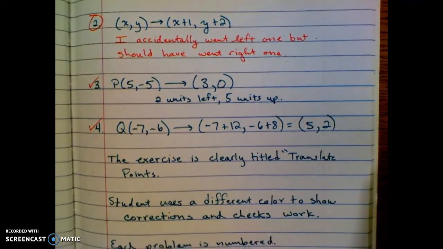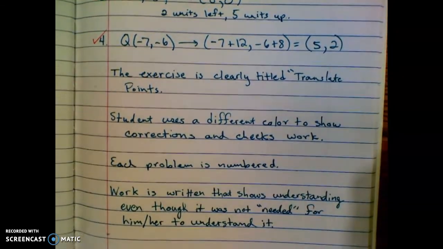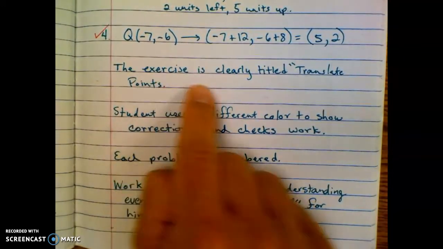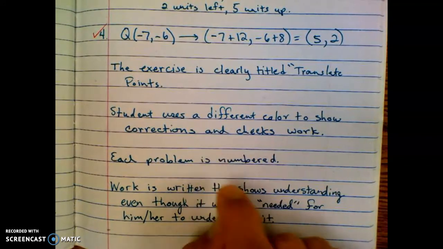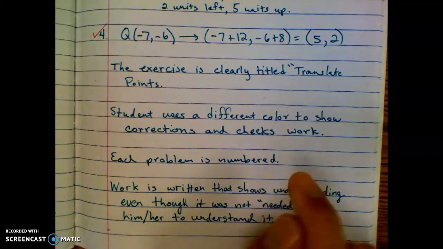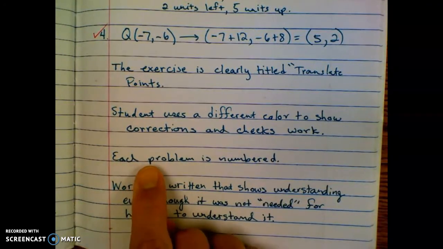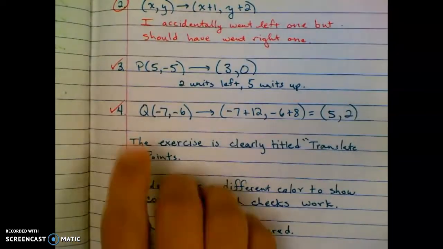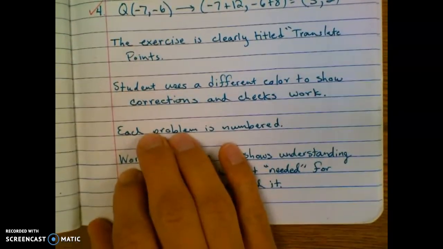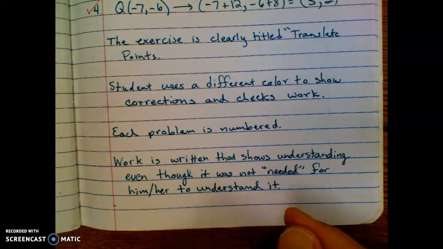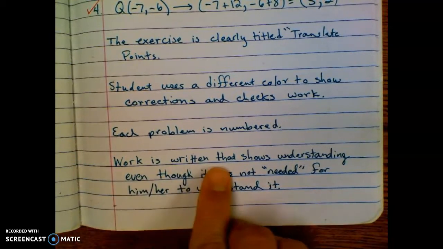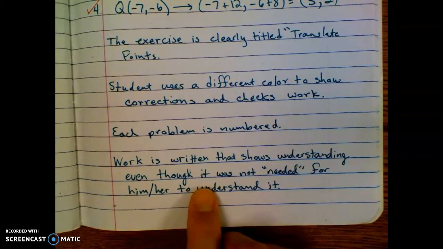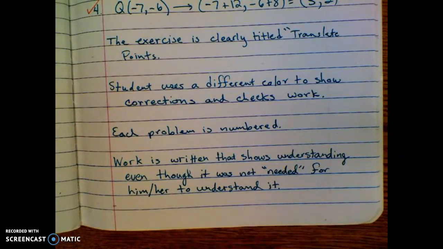So now let's read what are some good things about this one. Well, the exercise is clearly titled. The student uses a different color to show corrections and checks his or her work. I like that. Each problem is numbered. Yeah, maybe I didn't mention that. Each problem is numbered. See, it's not numbered in the Khan Academy, so you'll have to put those numbers in. And work is written that shows understanding, even though it's not needed for him or her to understand it.